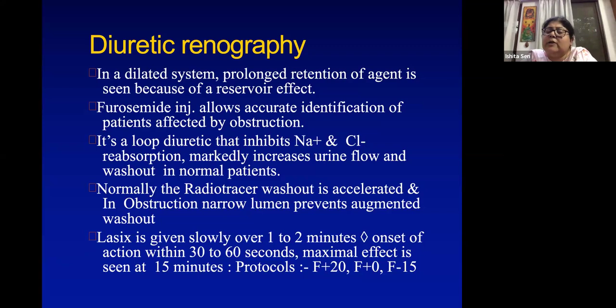Lasix is given slowly over a period of 1 to 2 minutes. The action starts within about 30 to 60 seconds. Maximal effect is seen at 15 minutes. And that is why it is important to have the diuretic renogram run for at least 15 minutes after the Lasix has been injected. There's no point in giving the Lasix at the end of the diuretic phase, because you don't have enough time to actually see the effect of Lasix.